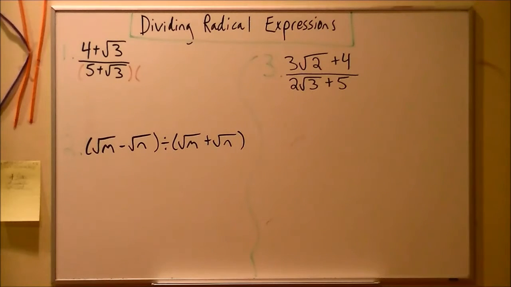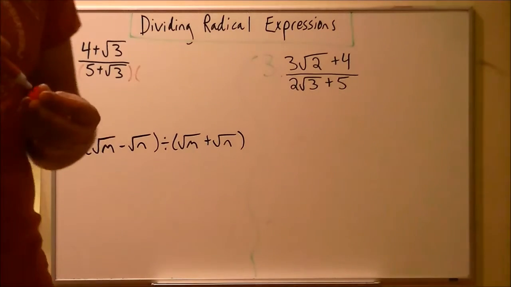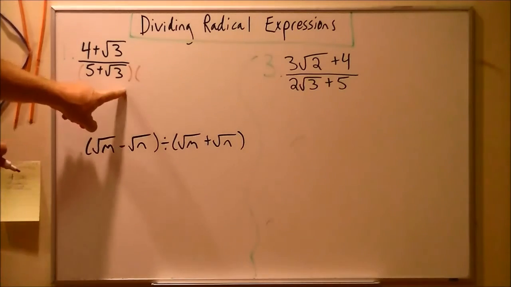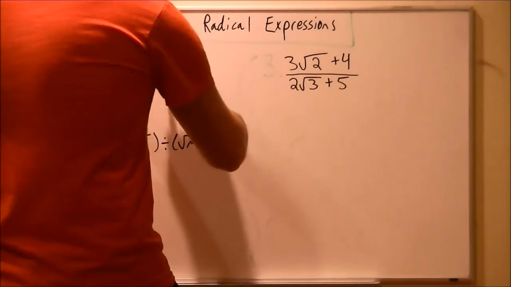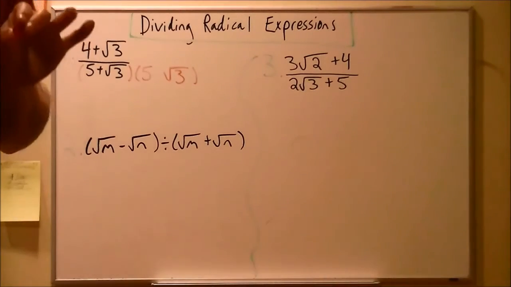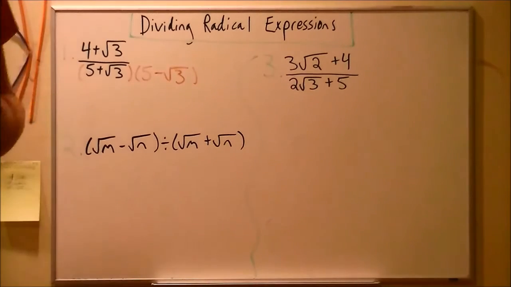So here's the trick, guys. Whenever you're dividing radical expressions and you have a binomial in your denominator, you have to multiply by the conjugate. And you remember what the conjugate is? It's the same binomial expression as this, 5 and square root 3, but the sign in the middle is different. That's a conjugate. So 5 minus square root 3 times what your denominator currently is, 5 plus the square root of 3.